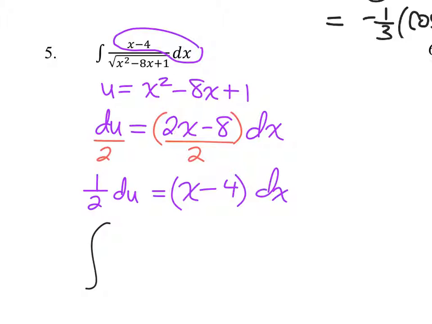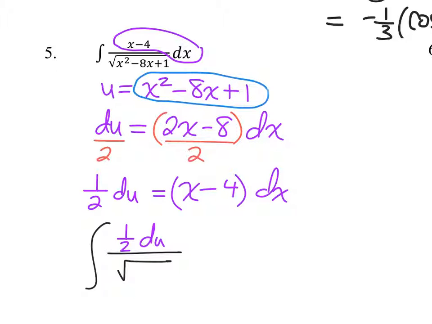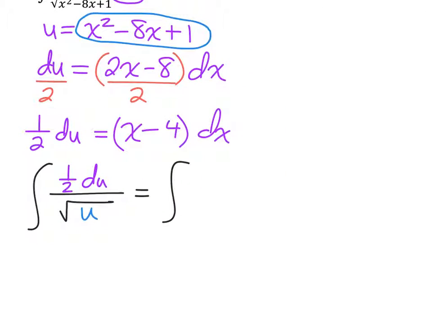So integral 1/2 du over the square root of just u, right? Because this whole thing right here, this x² - 8x + 1, we define that as u, so that's just the u. I have an expression that's strictly in terms of u. I'm on the right track. So I want to clean it up. 1/2 u to the -1/2 du.